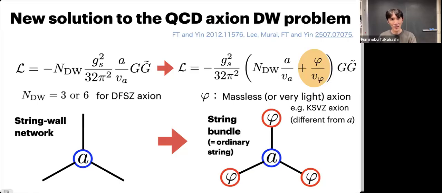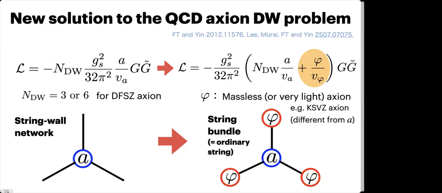And in particular, if you consider a combination of the DFSZ axion plus the KSVZ axion, this light axion has a coupling to photons, even if it is not coupled to gluons. So this can be searched for by observing the CMB, for instance. Okay, thank you. Yeah, thank you.